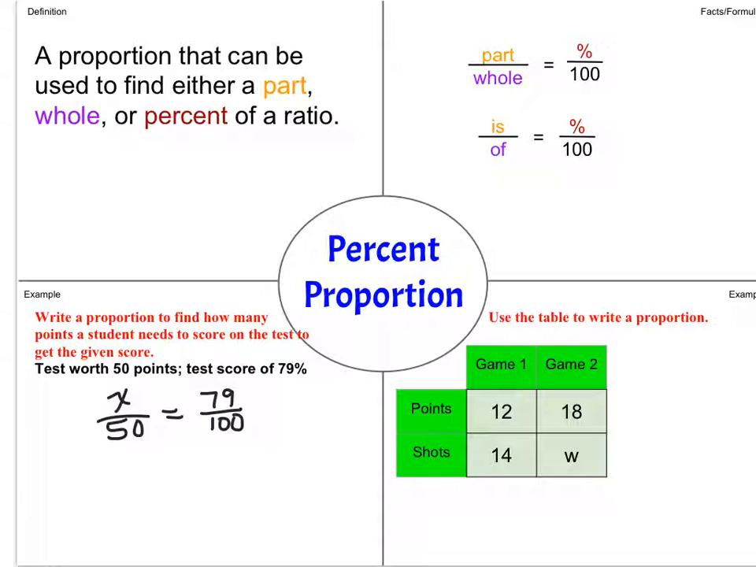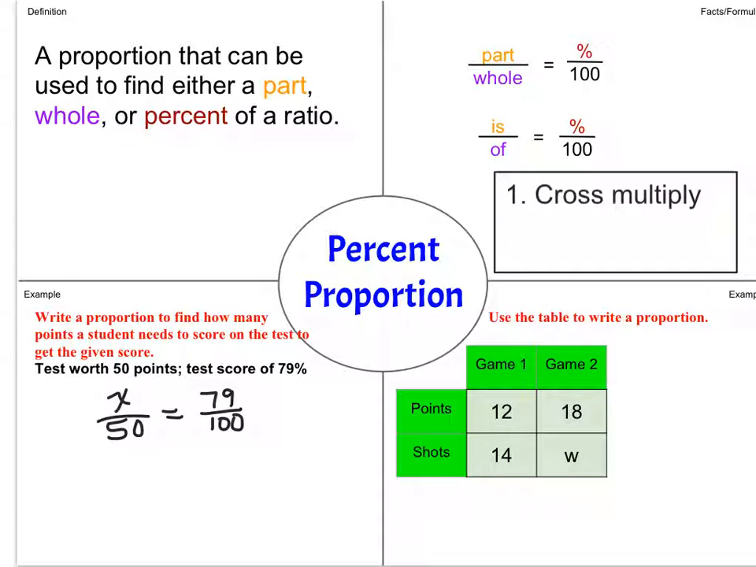There are two steps you can take in solving a percent proportion. Step one is to cross multiply. That means I'm going to multiply x times 100 for 100x, and 50 times 79 for 3,950.